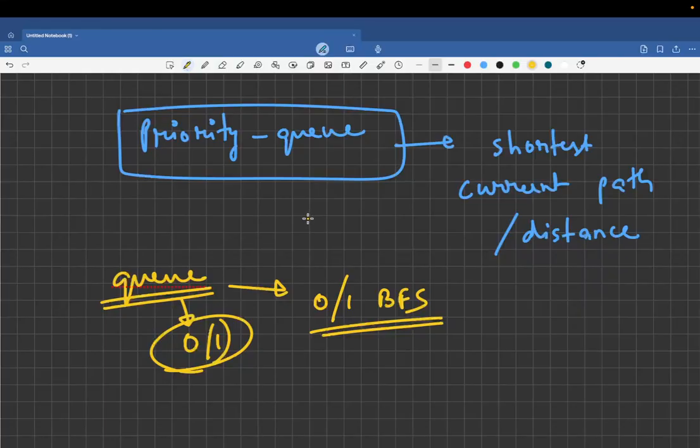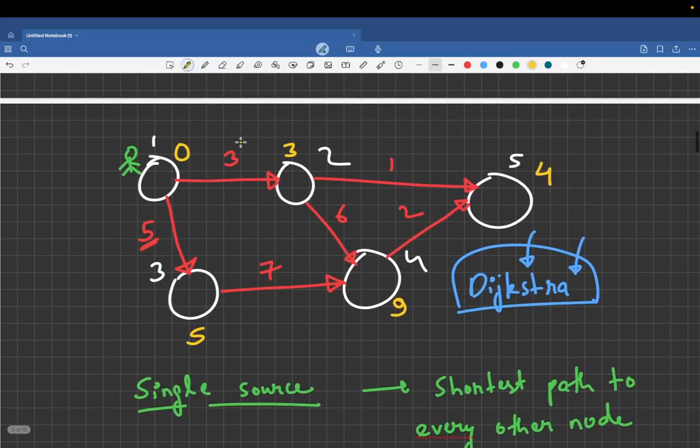You want the shortest distance at the top. We use minimum priority queue basically. So using 0-1 BFS, instead of using priority queue, you will get the minimum distance at the top automatically. So for that reason, we were not using priority queue there. But over here, since the edge weights can be greater than 1, to get the minimum distance at the top, you need to use the priority queue.